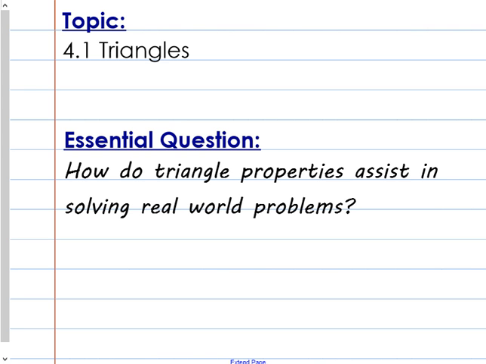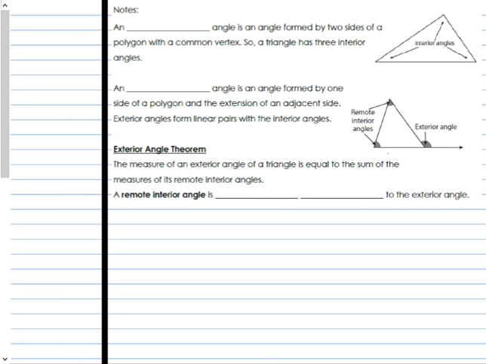Good morning, Wolfpack, and welcome to Lesson 4.1, Triangles. Our essential question is, how do triangle properties assist in solving real-world problems? Let's go ahead and get started.